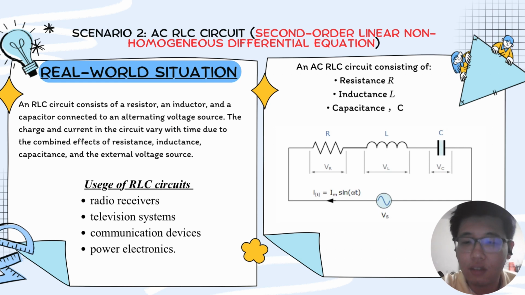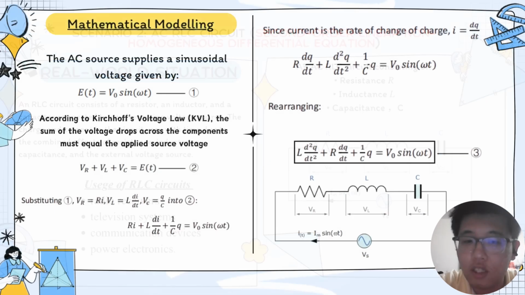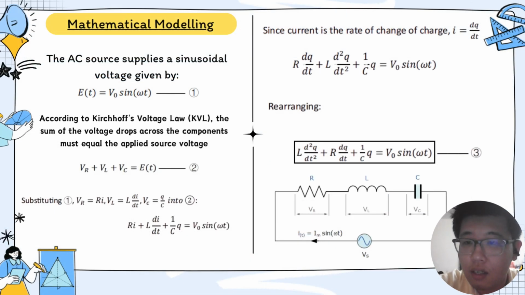The usage of an RLC circuit is for the radio receiver, the television system, communication devices, and power electronics. So now we go to the equation part. First, the AC source supplies a sinusoidal voltage given by the equation E(t) is equal to V0 sine omega t. According to Kirchhoff's voltage law, the sum of the voltage drops across the components must equal the applied source voltage. So we get the second equation, VR plus VL plus VC is equal to E(t).